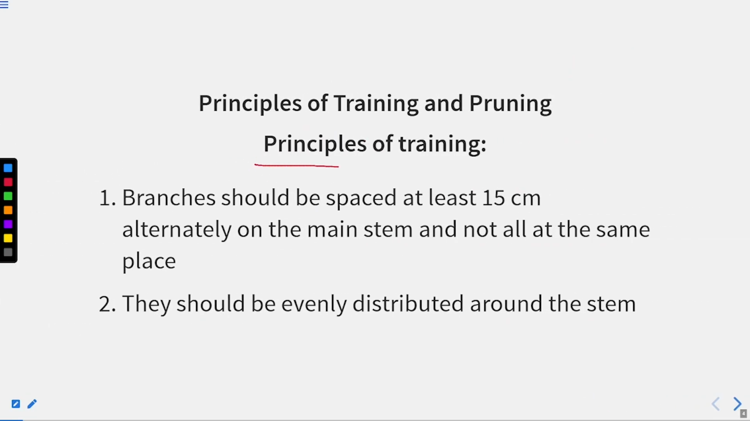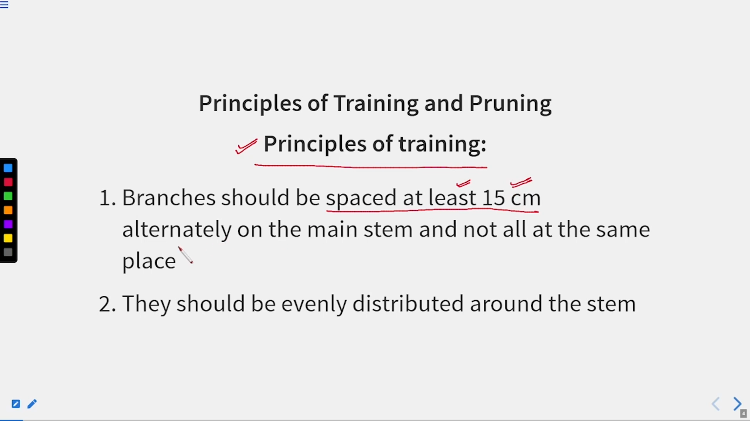Now what are the principles of training? For doing any work there must be a principle. So what is the principle for training? Branches should be spaced at least 15 centimeter apart. There are different branches in a tree or in a bush, and they should be maintained at least 15 centimeter apart. Why? Because they must get proper sunlight, right?